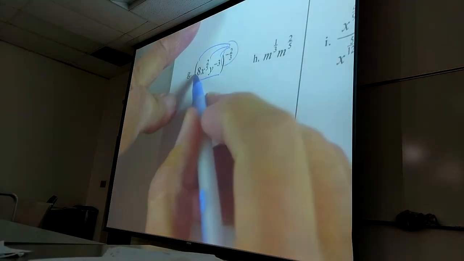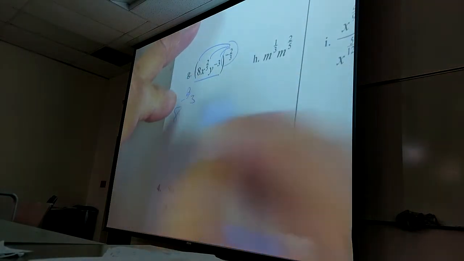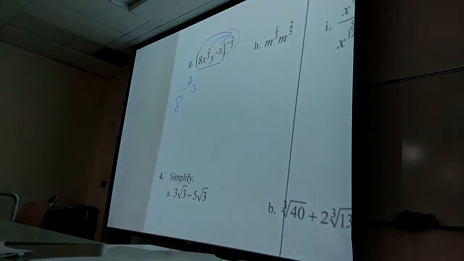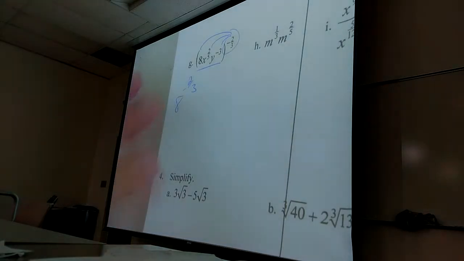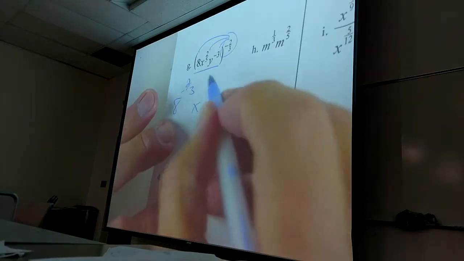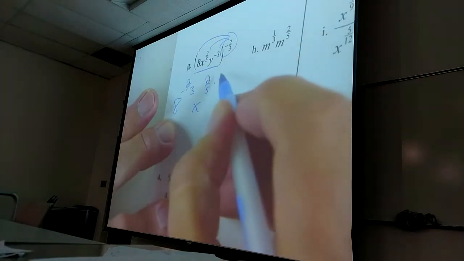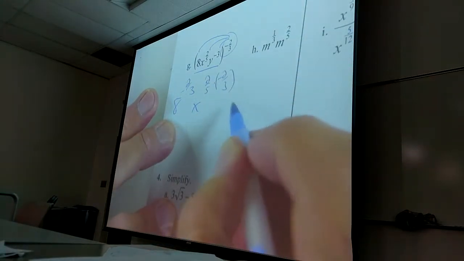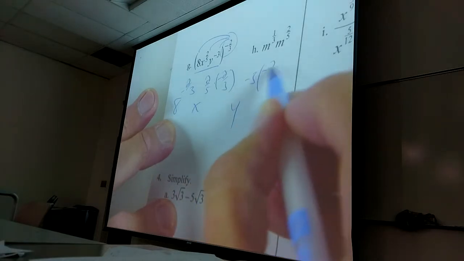So what do I get? 8 to the negative 2/3. Nobody in the world said you had to be able to do all that in your head in one step. That's where you guys mess yourselves up. Then here I get x to the 2/5 times negative 2/3. And here I get y to the negative 3 times negative 2/3.